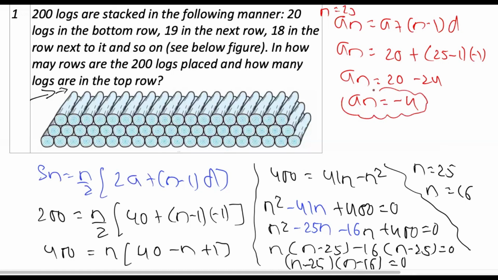Now check. The number of logs in the topmost row or any place cannot be negative. Number of logs cannot be negative, so we'll discard this value.